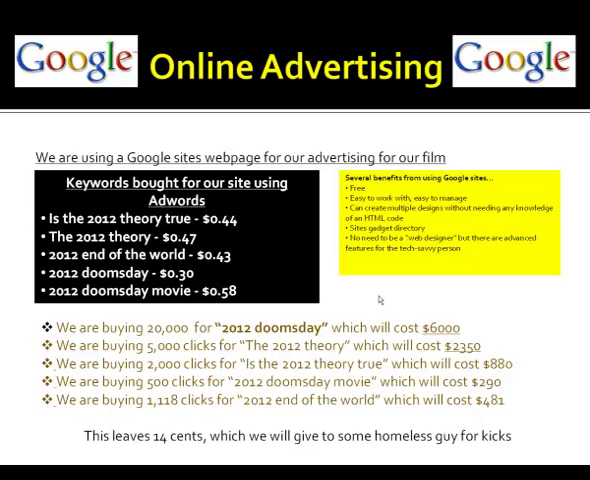So 5,000 clicks for the 2012 theory, which is about 2350. 2,000 clicks for is the 2012 theory true? It's about 880. 500 clicks for 2012 Doomsday Movie, which would cost about 290. And just rounding off here to equal about 10,000. 1118 for 2012 End of the World, which will cost 481. This leaves about 14 cents, which will get some homeless guy for kicks. Yeah, maybe not really, but anyway, we just thought we'd add that in there. So anyway, we have a clear picture of what we want to do.